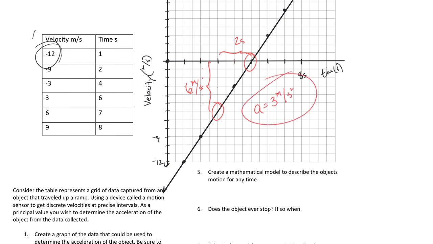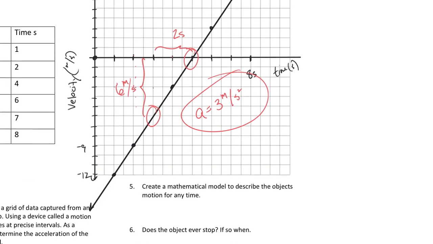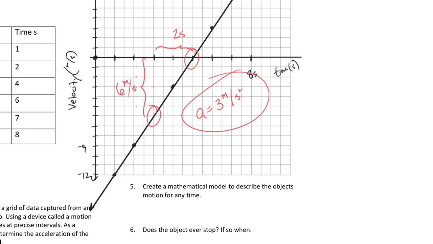All right. So again, we haven't spent as much time dealing with data yet. We will be. Number 5, create a mathematical model to describe the object's motion for any time. That's too ambiguous, by the way. It doesn't say whether it wants the velocity model or the displacement model. So I'll give both. I will be more specific on the exam.